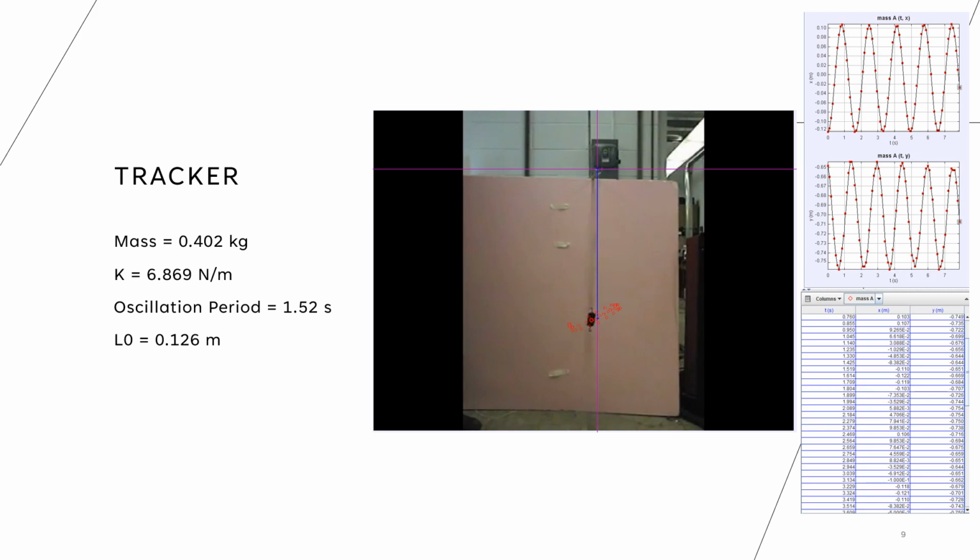The oscillation period was 1.52 seconds, which was determined using the Y column, and L0 was also calculated using the aforementioned equations and was calculated to be 0.126 meters.